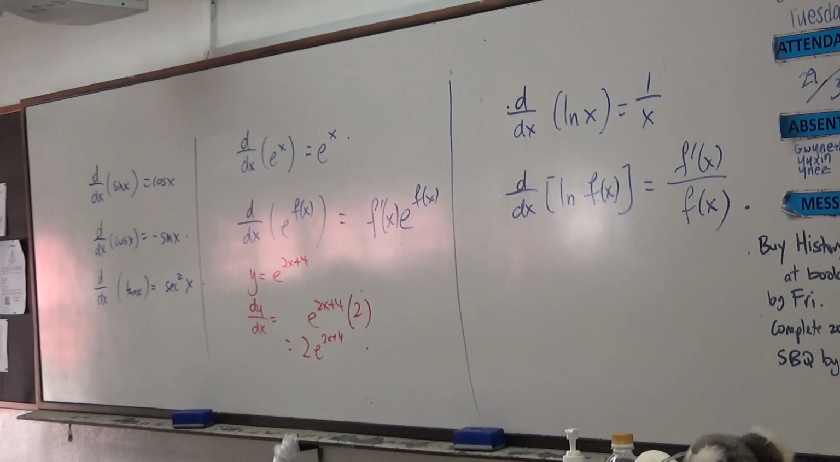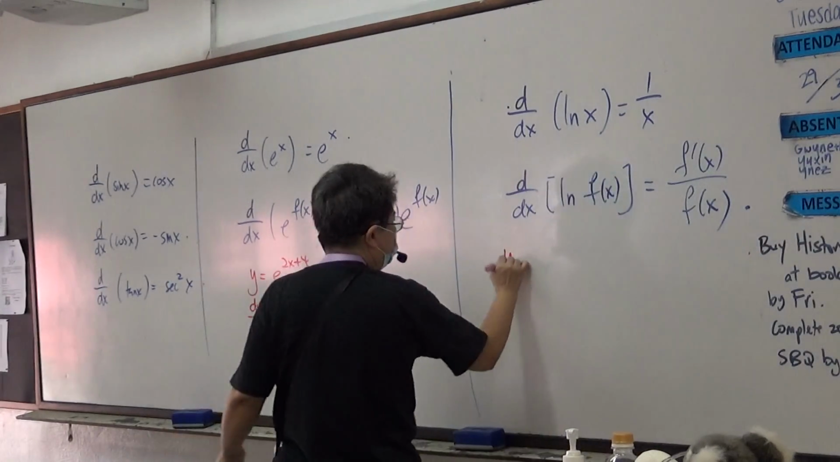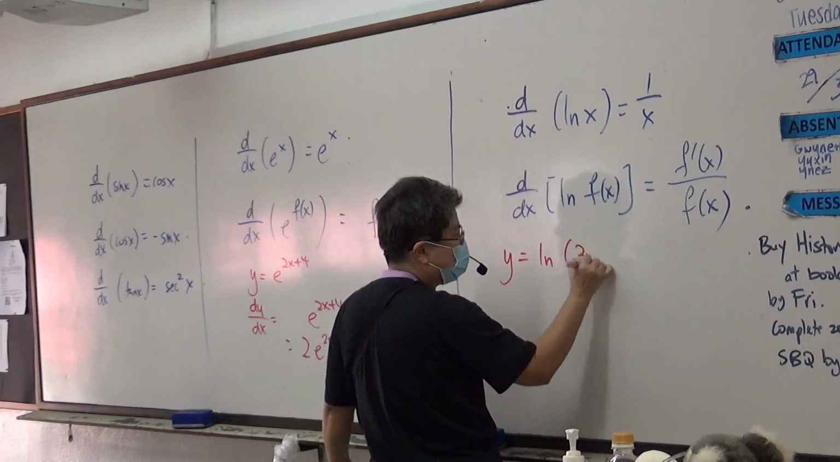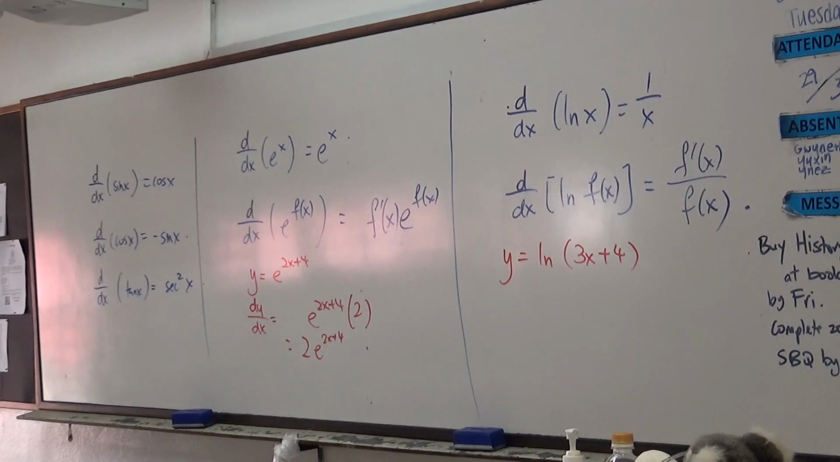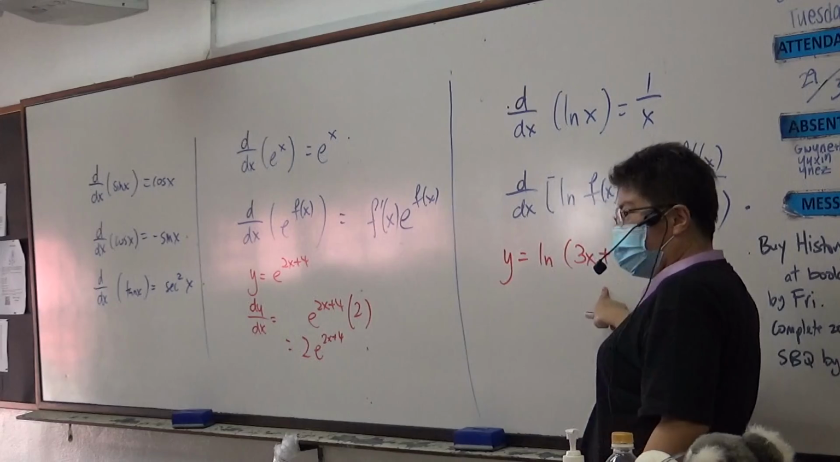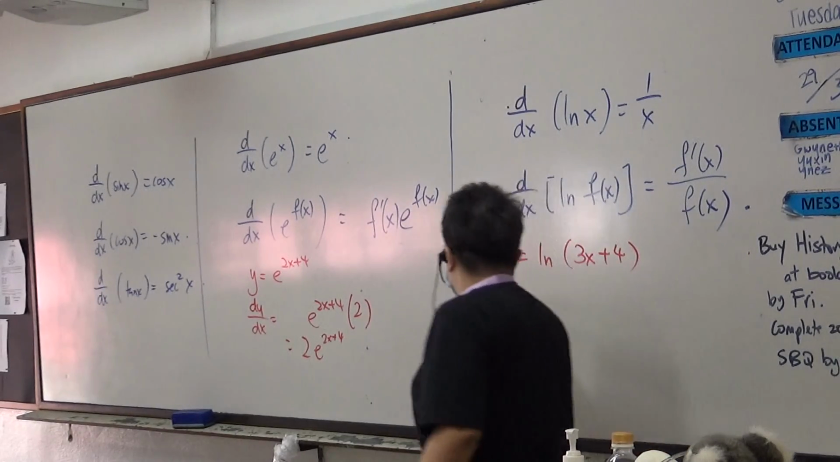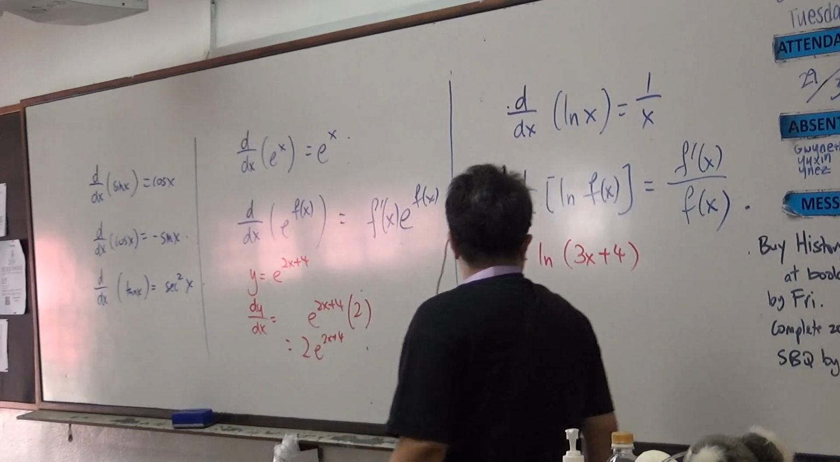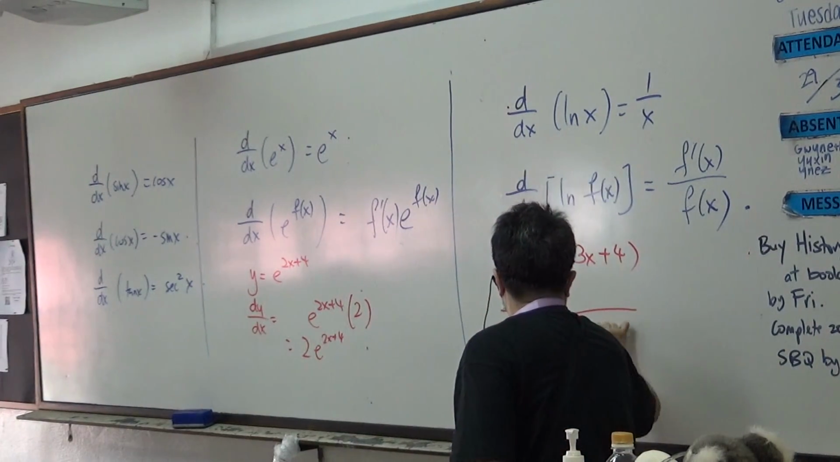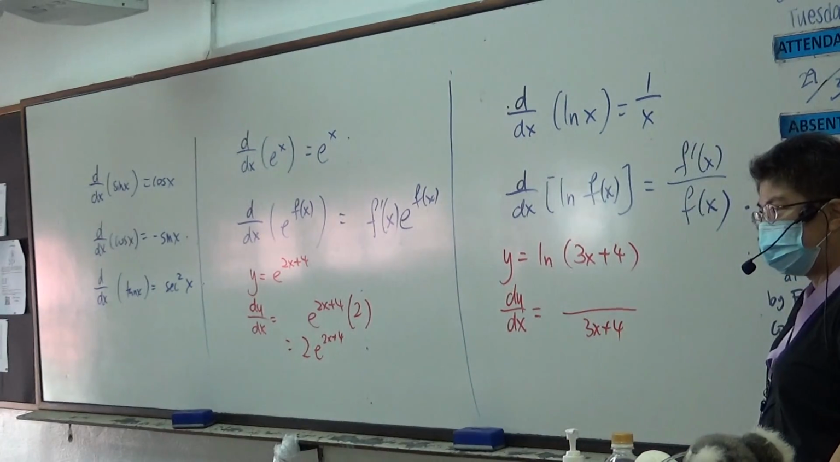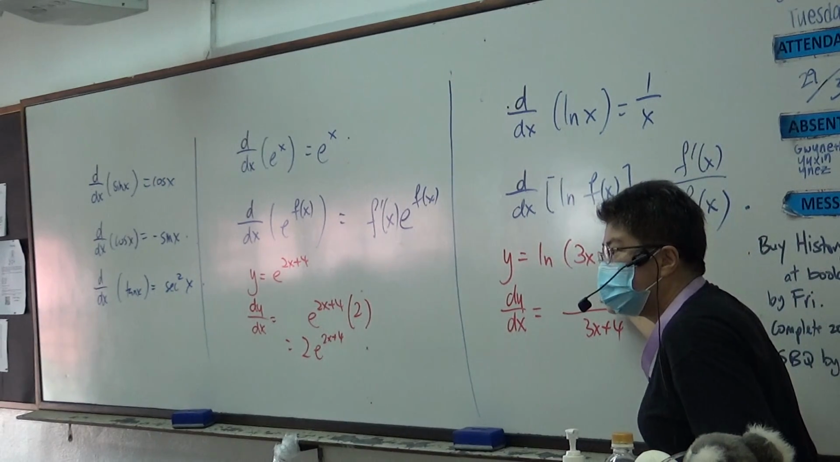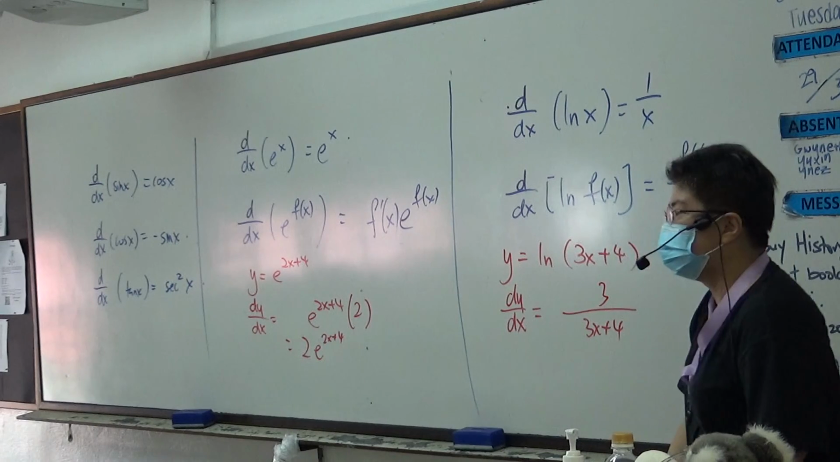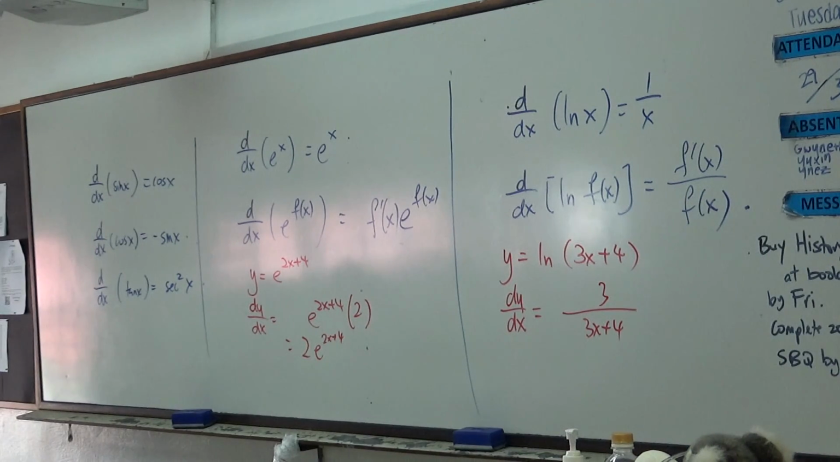What is it talking about? Supposing I have y equals log(3x+4), let's say. Can you see? It's f(x) in terms of x, right? dy/dx will be what? You write down the original one below. Then on top is what? The differentiation, right? What's the differentiation of this? 3. So it is 3 over (3x+4). Everybody okay?